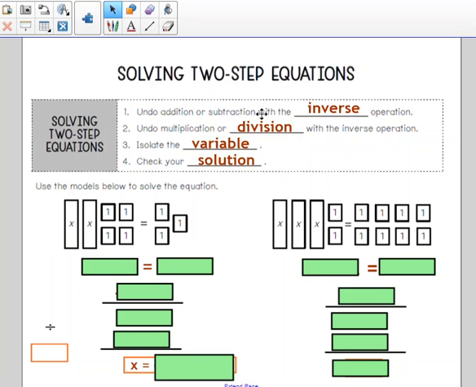So the steps here are the same as they were for one-step equations. We pretty much want to get the variable by itself. We call that isolate the variable. Our goal is to isolate the variable. And then when we get a solution, we want to double check it, make sure that it's right. Because like we said earlier, every equation has just one solution. There's one number that should work.